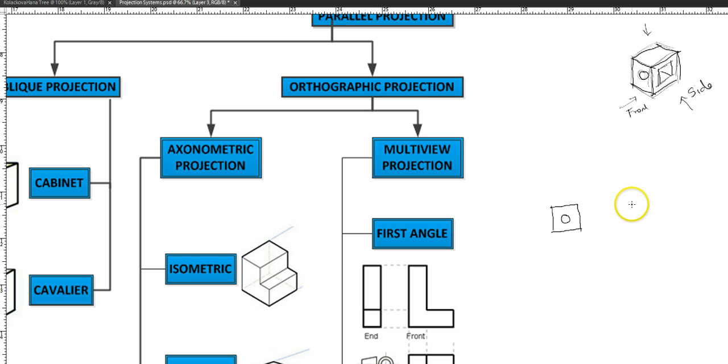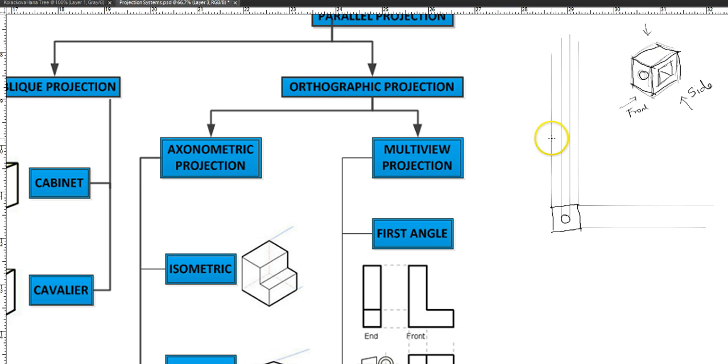Okay, so what happens in parallel projection, when I'm projecting my lines, they would go parallel to my object. Okay, so my top view would be here somewhere, and my side view would be here somewhere. So now you see the lines of projections are all going parallel to each other. So that is why it's called parallel projection.